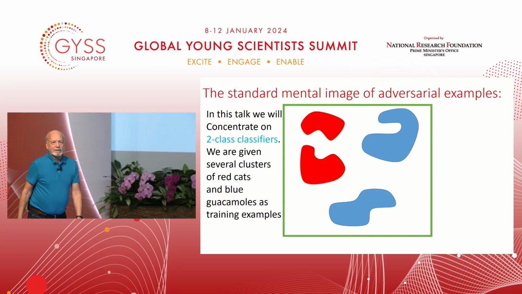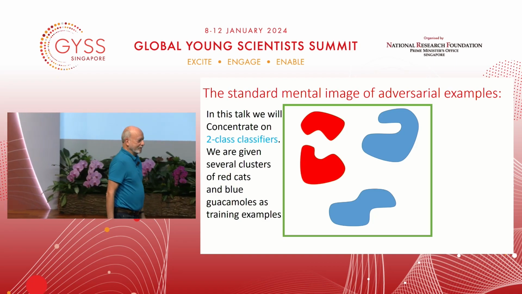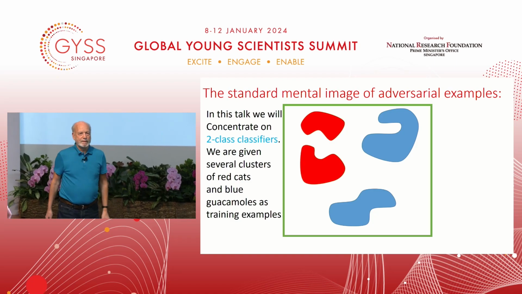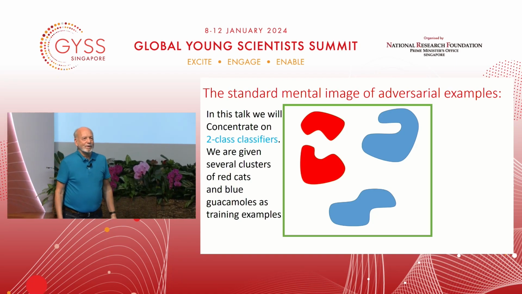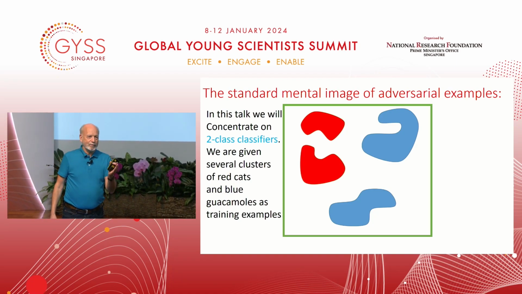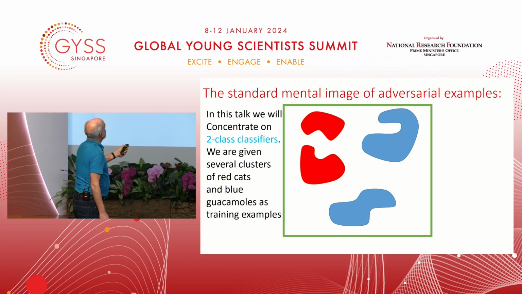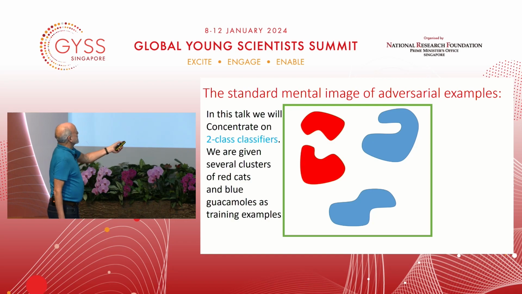Okay, when you go to Machine Learning 101 at a major university, here is the mental image that the teacher will try to instill in your mind. This is one of the most misleading pictures I've ever seen. It directs you to think about the problem in completely the wrong way. I'll give you a different mental image soon. So they say, okay, you have a red cluster of cats, another cluster of cats, and here is a cluster of guacamoles and another cluster of guacamoles.